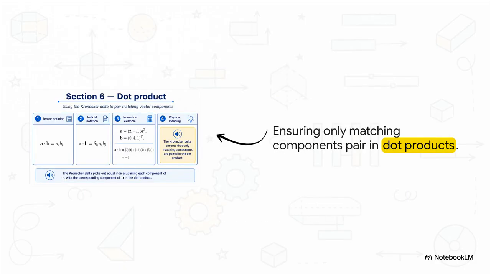The exact same logic applies to vector operations. The delta perfectly pairs up corresponding vector components, streamlining a classic dot product into a nice, compact summation. The dot product of vector A and vector B is usually written as A sub i times B sub i, but we can express this using the Kronecker delta as delta sub ij times A sub i times B sub j. The delta actively picks out the equal indices, ensuring that component 1 of A multiplies component 1 of B, component 2 multiplies component 2, and so on. If we use our numerical example vectors, this evaluates to 2 times 0, plus -1 times 4, plus 3 times 1, seamlessly giving us a final dot product of -1.